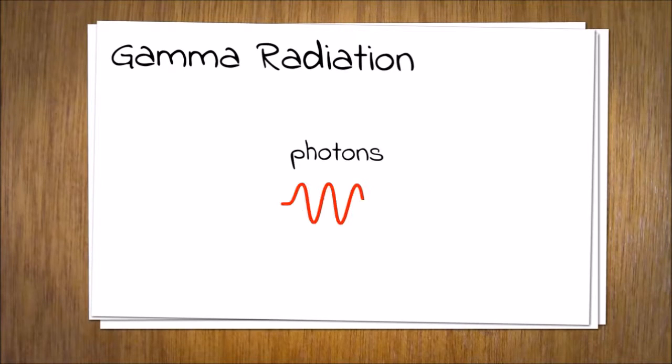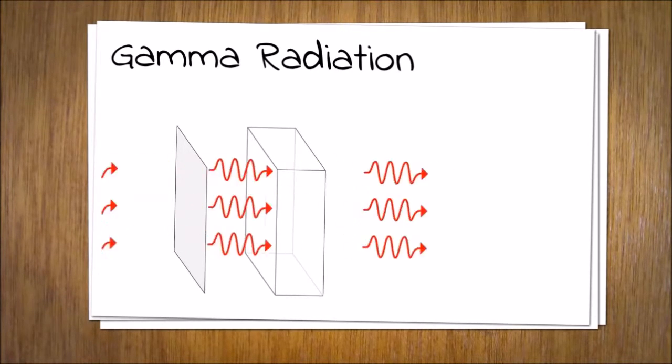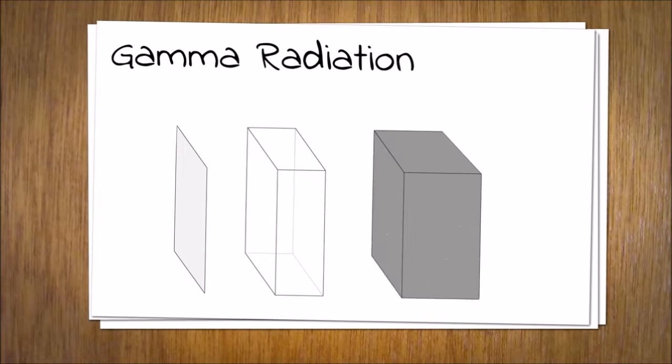Gamma rays are photons. They penetrate matter easily and ionize the surrounding atoms as they pass through matter. The gamma ray has higher penetrating power compared to alpha and beta particles. They can pass through paper and aluminum, but cannot pass through lead.